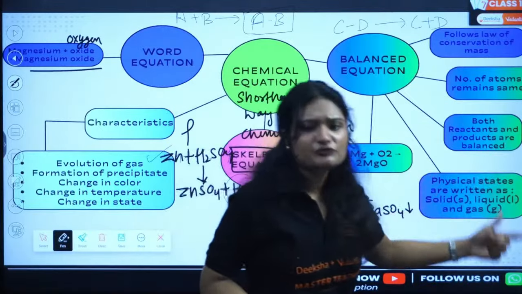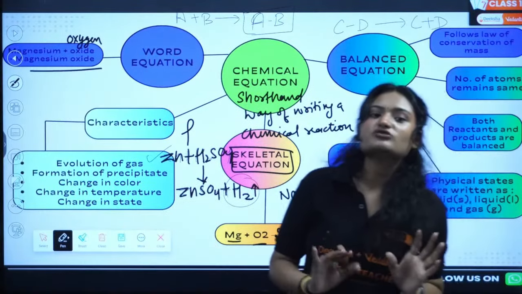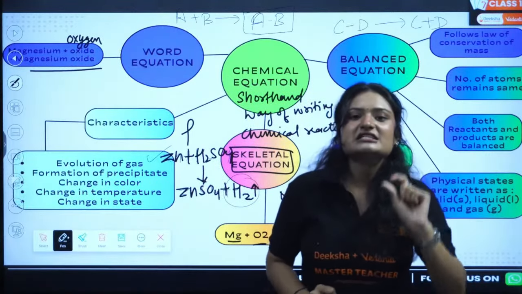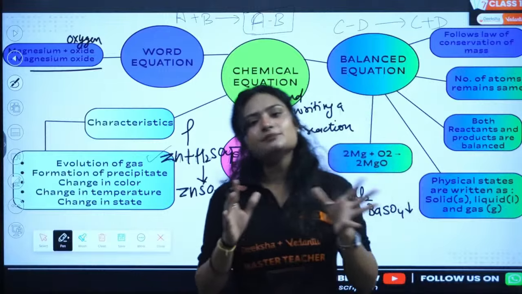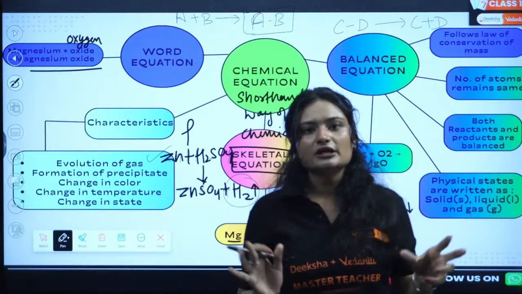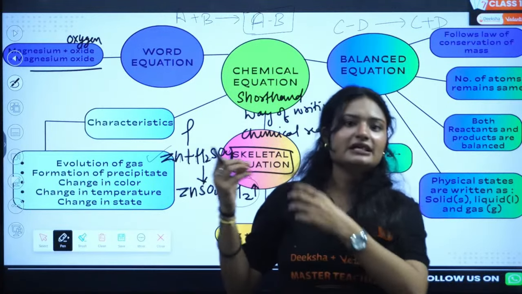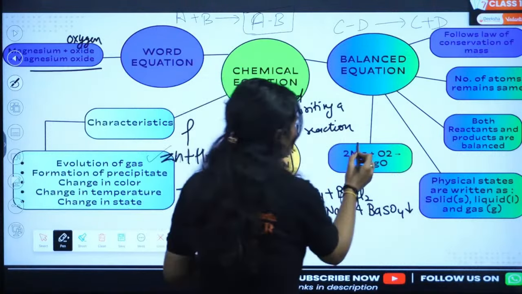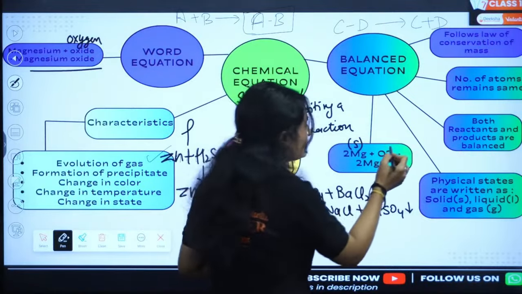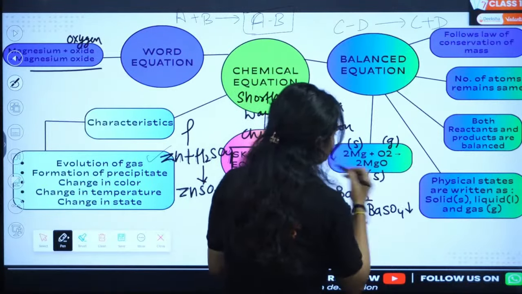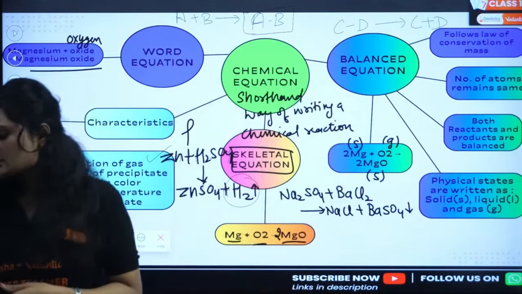Now, to get more information from a chemical equation, what do we do? We add physical states of the reactants and the products. Okay, we add physical state of the reactant and the product, that we combined a solid and liquid and we got a gas. For example, magnesium is solid, oxygen is gas. What is the magnesium oxide? It is solid. Magnesium oxide is solid.